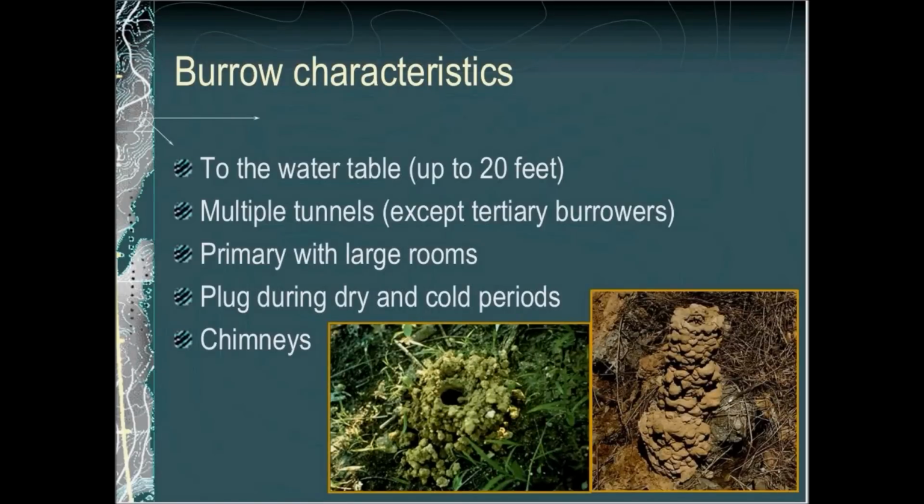And you can see these burrow characteristics. They've got these chimneys that will form as they are burrowing down and balling up this material. They push it back behind them, and it forms these clay chimneys. And they can burrow down to the water table, so up to 20 feet in some cases. Multiple tunnels. The primary burrowers will have a large room. I call it their little man cave. And then they can plug these up during dry periods or cold periods in order to kind of help regulate the humidity and the temperature and the environment in which they live.